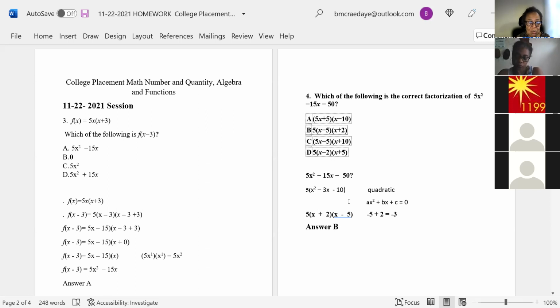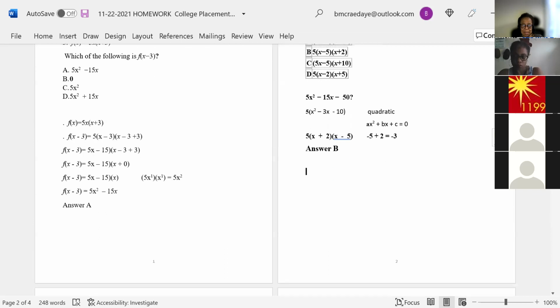And when you came up with the 5 and the 2, what tells you that the 5 is negative? You know that you must have a negative 3x, and to get a negative 3x, your bigger number has to be negative. So when you subtract, you get a negative 3. Questions? Okay, that was number 4.